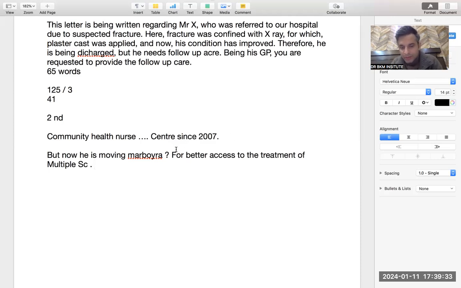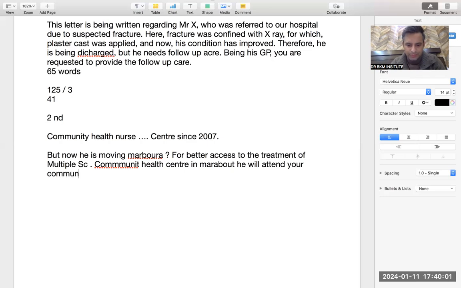So now you have the purpose. The purpose is that he is moving to this place, and you are writing to the community health center in Marlborough, that the patient will take your care. That patient will attend your community center. Let me make it simple: he will attend your community center now.